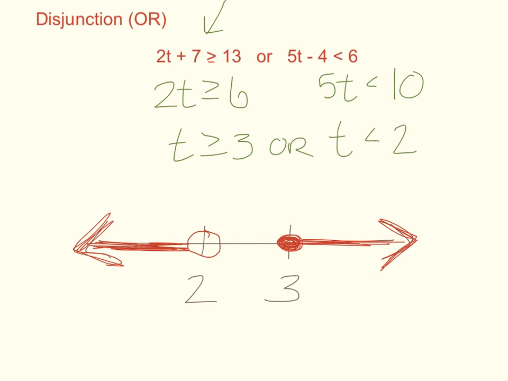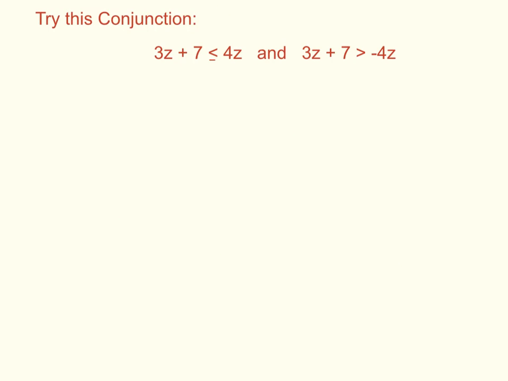This last guy I want you to try. This is an "and" statement. It's a conjunction. The answer is a little bit tricky. I want to see, once you get the answers, if you know how to graph it. If you do, awesome. If you're not sure, I still want you to try, because that's all part of your grade. Please just try. It's okay if you get it wrong. We're going to go over it in class tomorrow. Good luck.